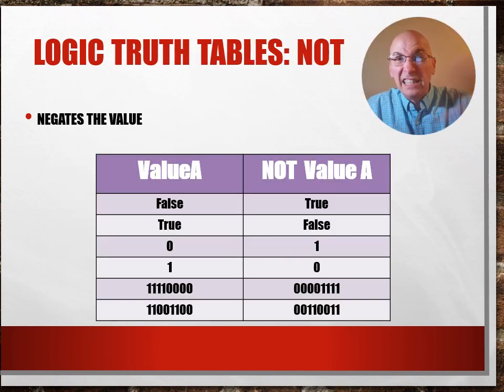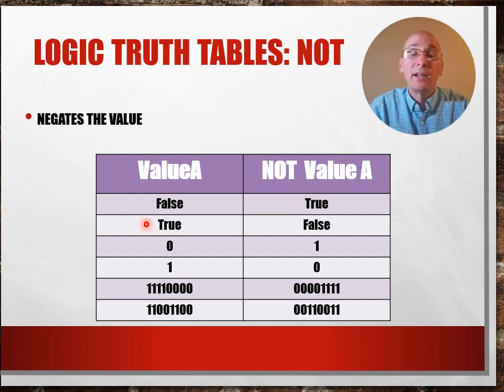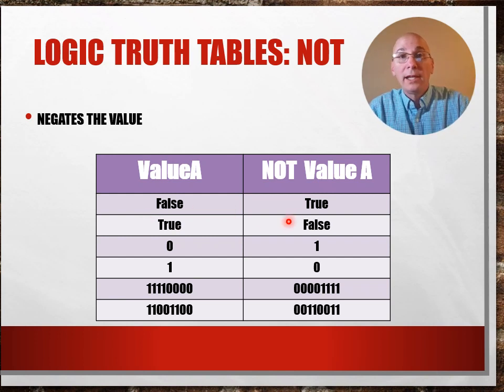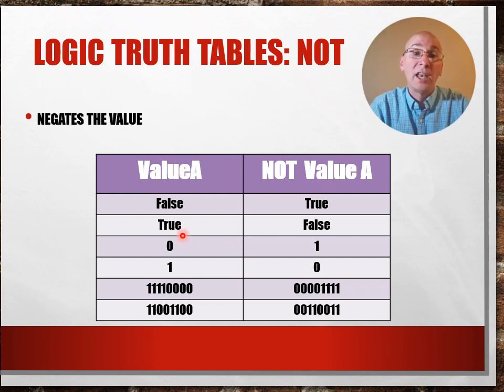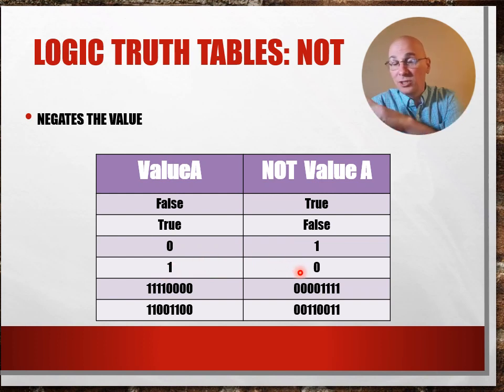First, let's knock out the easiest of all of these operations, the NOT operation. NOT just negates whatever value you had. So if I had a value of false, then not false would be true. If I had a value of true, then not true would be false. Now, since a 0 or 1 can be considered either true or false, if I had the value of 0, not 0 is 1. If I had a 1, not 1 is 0.